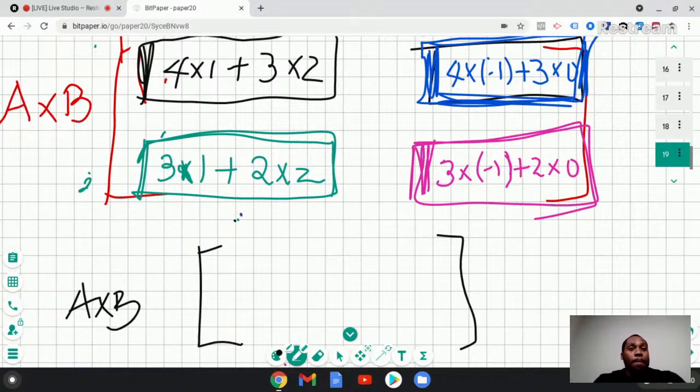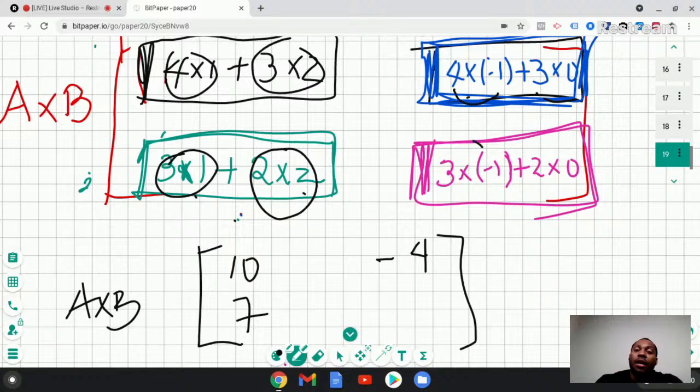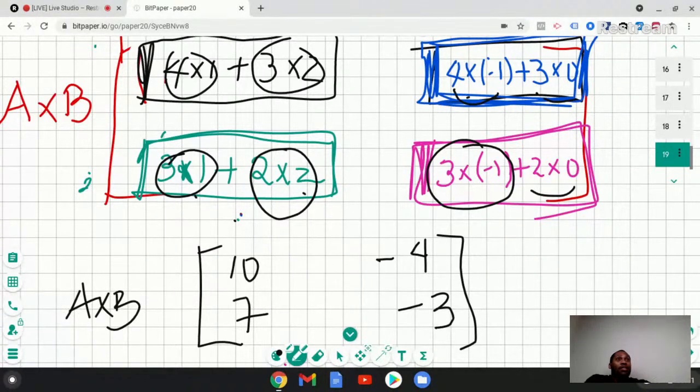What's 4 times 1? 4, plus 3 times 2, 6. 4 plus 6 is 10. 3 times 1, 3. 2 times 2, 4. 3 plus 4, 7. Right? And on this side, we have 4 times -1, which is -4. 3 times 0, which is 0. So what we end up with here is -4. And 3 times -1, -3, 2 times 0. So you end up with -3. Okay. And that should do it.